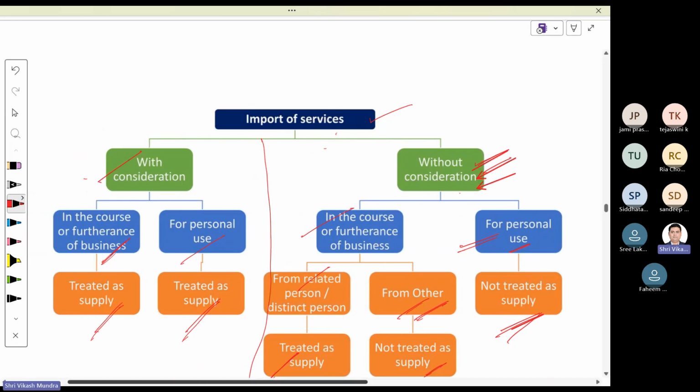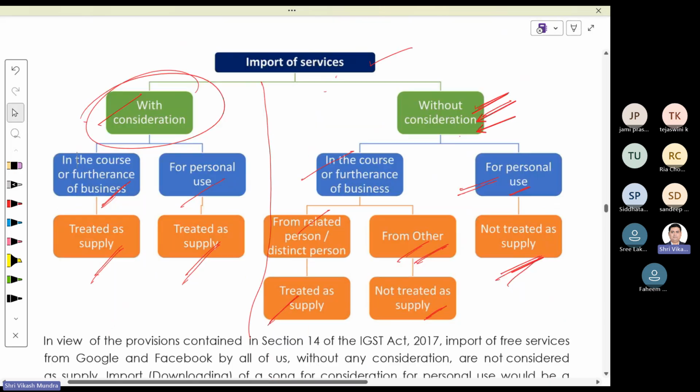However, if I pay some money against that importation, whether it is for business purpose or for personal purpose, it is treated as supply and accordingly we are liable for GST. Is it clear to all? Yes, sir. We already discussed all these points last night. Is it clear? Yes, sir.